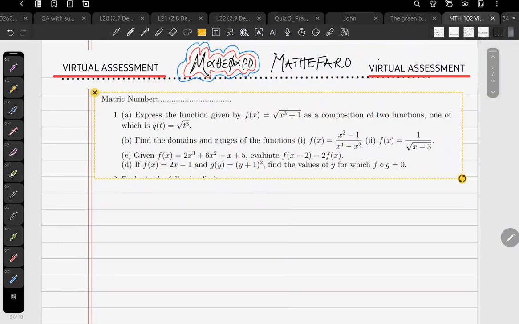Without wasting time, let's go straight into the second question, which is 1b. And what is the question asking for? It is about domain and range of function. So before we answer that, let's remind ourselves what the concepts domain and range is all about.